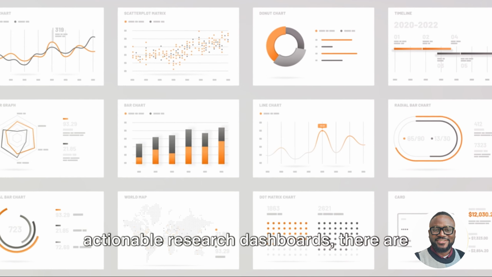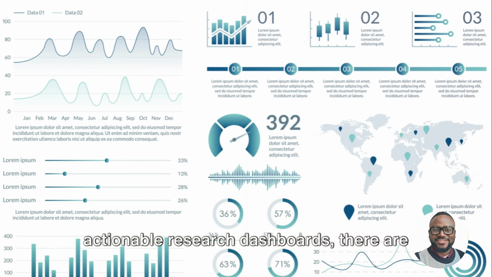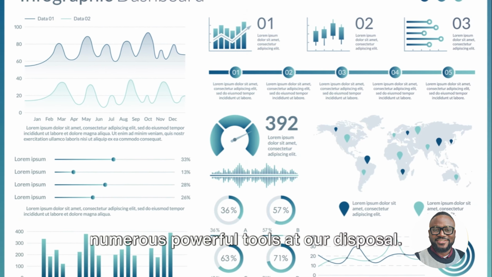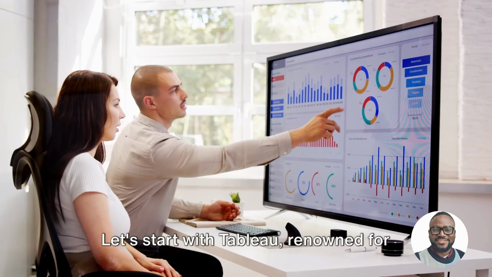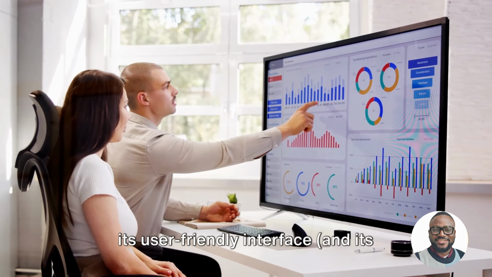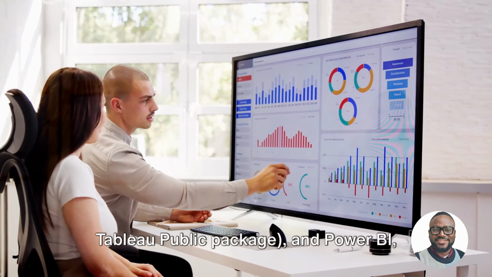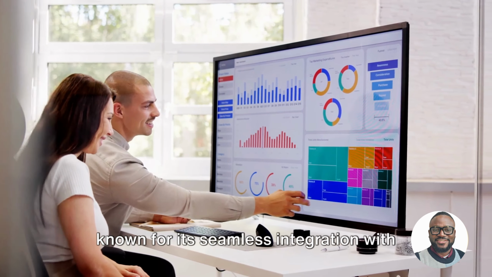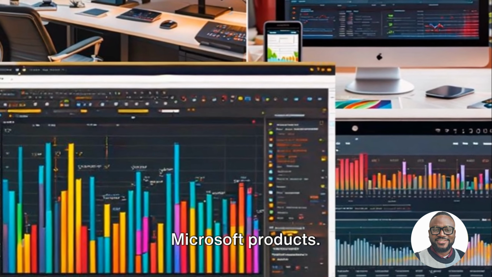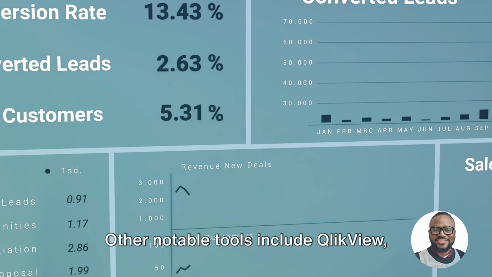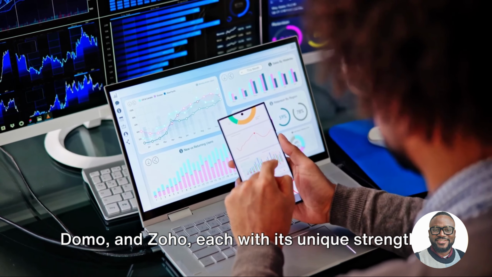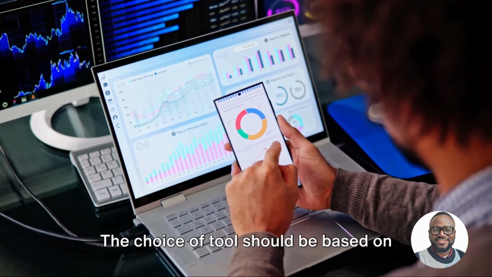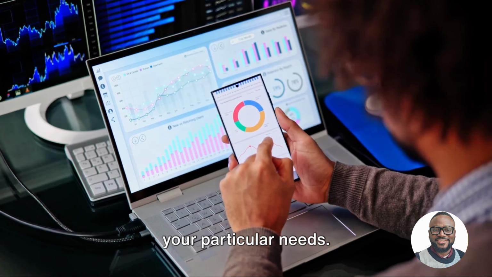As we dive into the creation of actionable research dashboards, there are numerous powerful tools out there. Let's start with Tableau, renowned for its user-friendly interface and its Tableau Public package, and Power BI, known for its seamless integration with Microsoft products. Other notable tools include QlikView, Domo, and Zoho, each with its own unique strengths. However, the choice of tools should be based on your own particular needs.